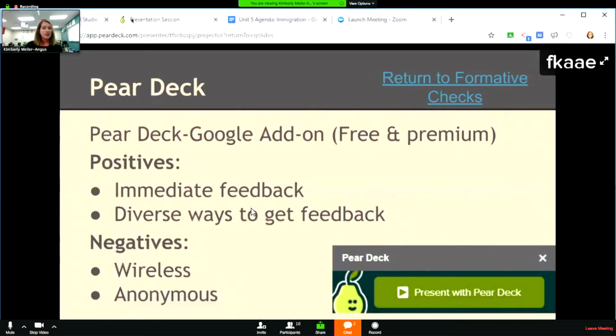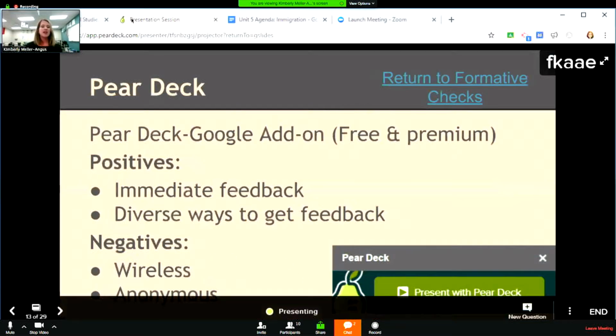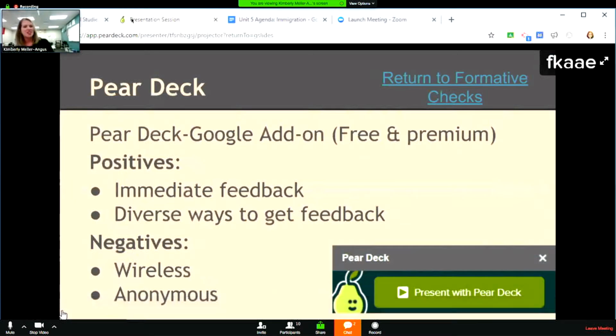What is a negative I found out is if you don't have really secure wireless. One period I was using it, the next period I wasn't. It kind of just depends on your school wireless. Also, the free version is anonymous, so I'm not sure who is submitting what. And so sometimes I have to strategically stand where I'm afraid maybe someone, maybe my more challenging student, is just, to make sure they are on task.